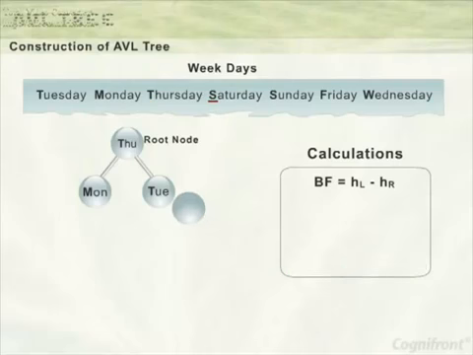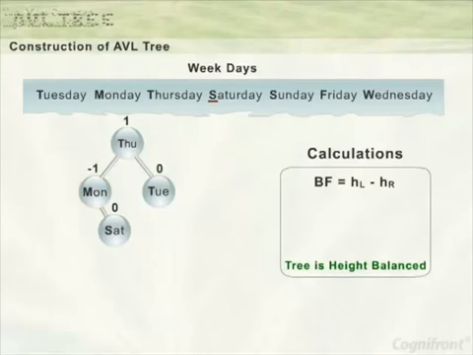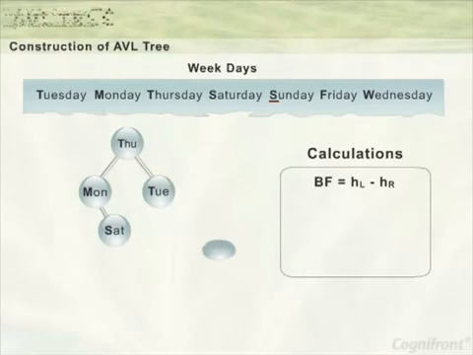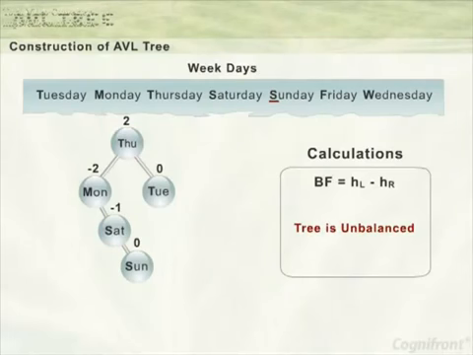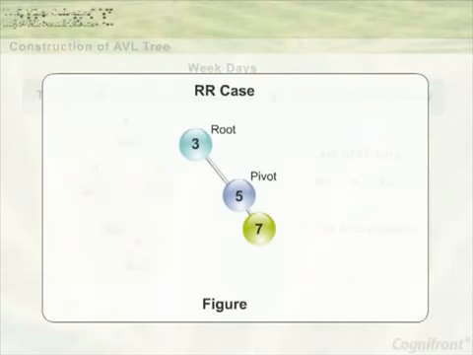Next is Saturday, which is inserted to the right side of Monday. Observe that the tree is balanced. Next is Sunday, which is inserted as right subtree of Saturday. Now, here the balance factor of Thursday is 2 and that of Monday is -2. So now the tree is imbalanced. Since Monday is the nearest ancestor with BF as -2, the rotation will be performed around it. As Sunday is inserted to the right subtree of Monday and to the right subtree of Saturday, the rotation to be performed is RR.